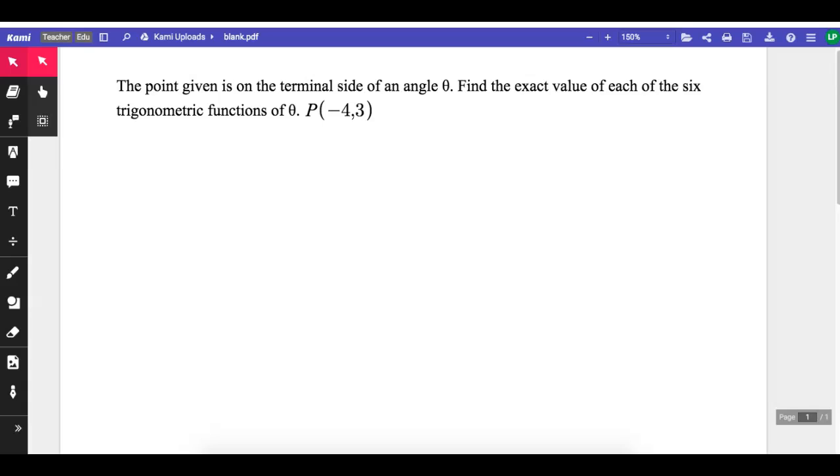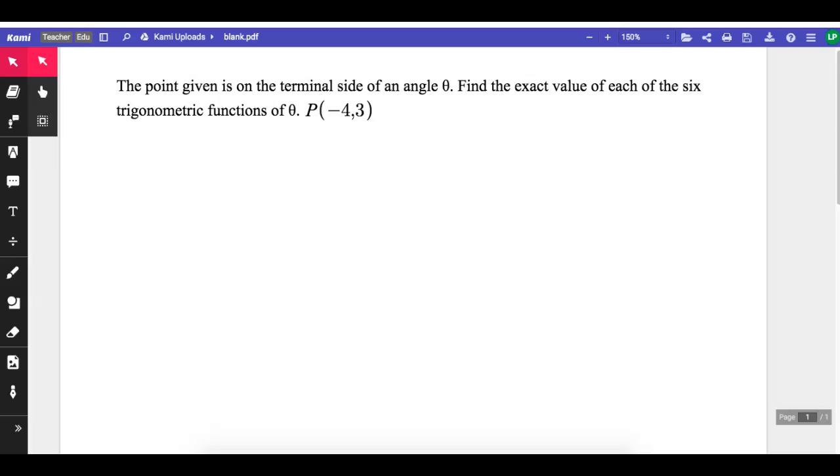The point given is on the terminal side of an angle theta. Find the exact value of each of the 6 trigonometric functions of theta. And our point, P, is the point -4, 3. Now there are multiple ways to approach this problem.